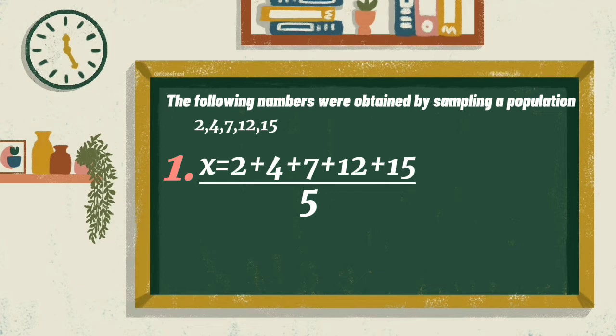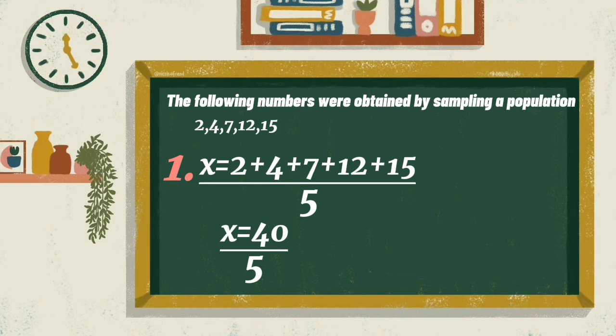So, 2 plus 4 plus 7 plus 12 plus 15 divided by 5. Saan nanggaling yung 5? Kung gaano karami yung given data set natin, yun din ang number ng i-divide natin sa kanila. So, 2 plus 4 plus 7 plus 12 plus 15, divided by 5. That is 40, so 40 divided by 5.